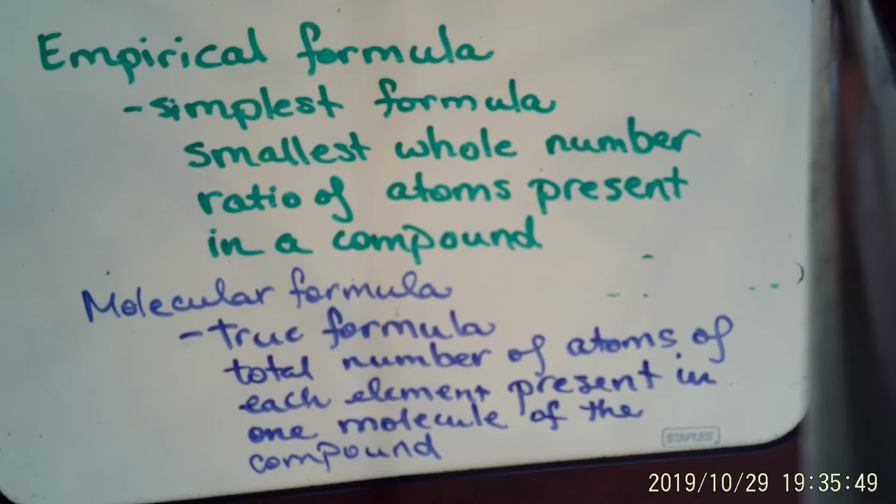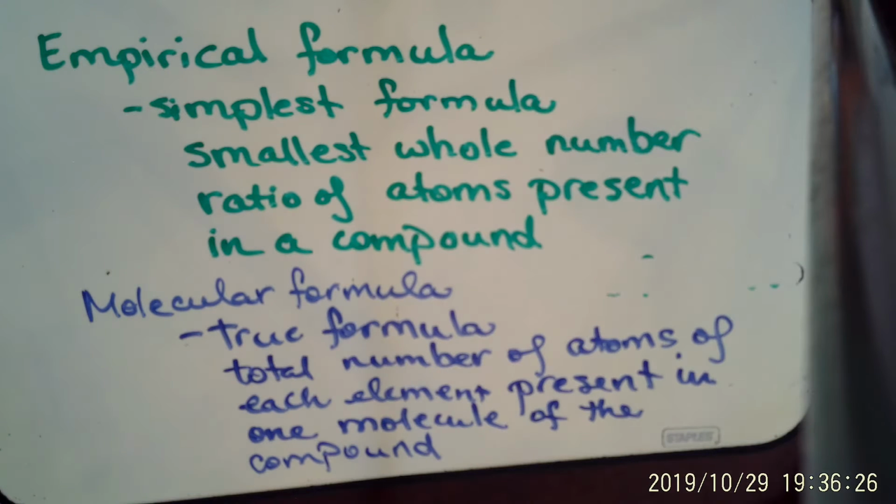Okay, so now we're going to talk a little bit about empirical formulas and molecular formulas and how to determine them. An empirical formula is the simplest formula, a whole number ratio of atoms present in a compound, the smallest ratio. Whereas a molecular formula is the true formula. It tells you exactly how many atoms of each element are in that molecule. Now, they can be the same, but they're not necessarily the same.